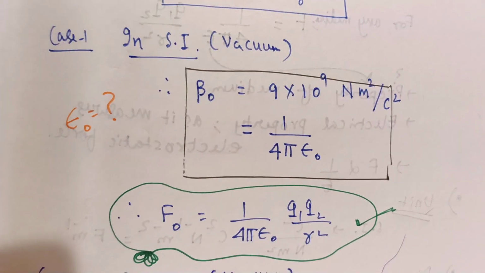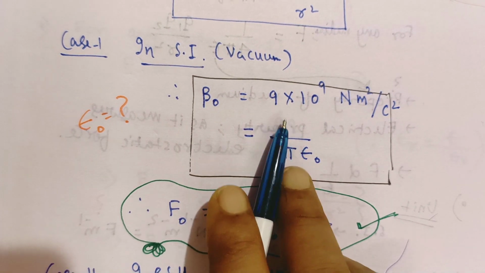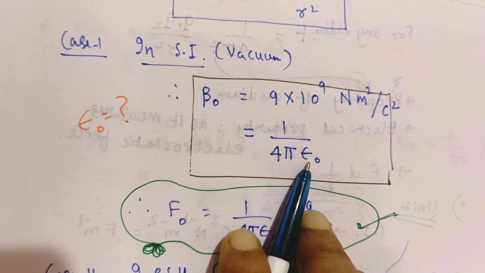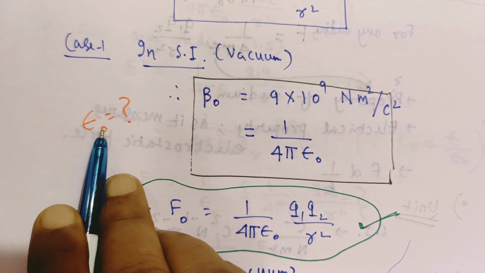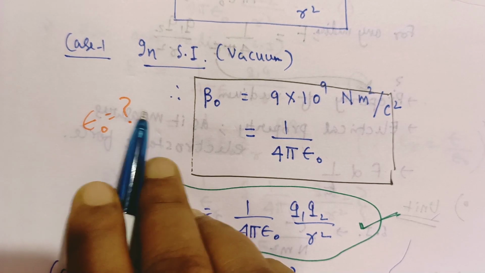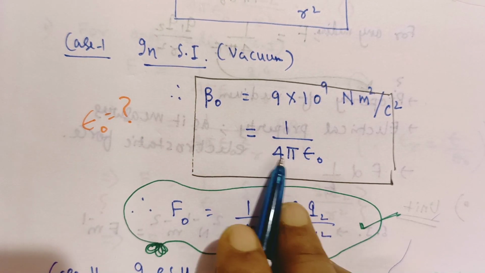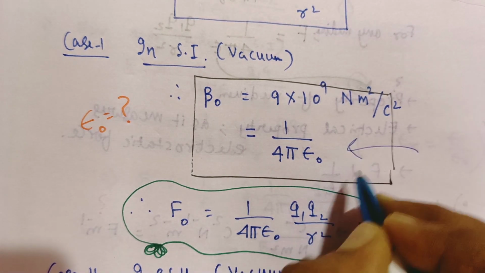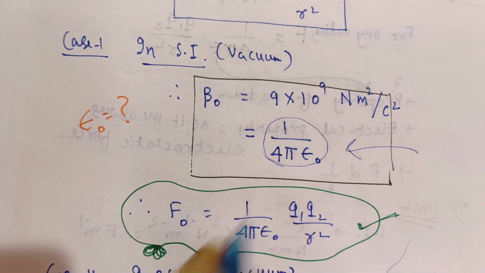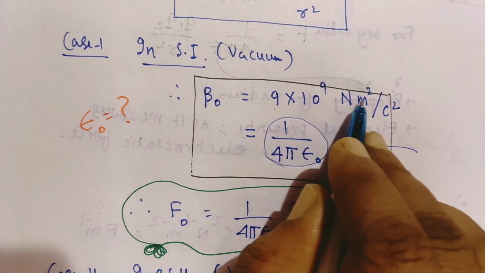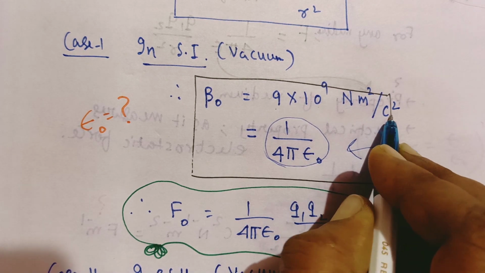It is represented by the notation 1 by 4 pi epsilon naught. A new symbol is added, epsilon naught. What is epsilon naught? We will discuss it later. Just remember that 1 by 4 pi epsilon 0 can also be expressed as a value. Exams also always ask: write the value of 1 by 4 pi epsilon 0. So you should write 9 into 10 to the power 9 Newton meter square per Coulomb square.